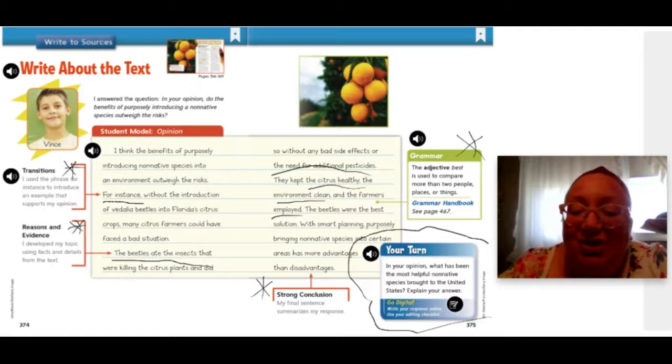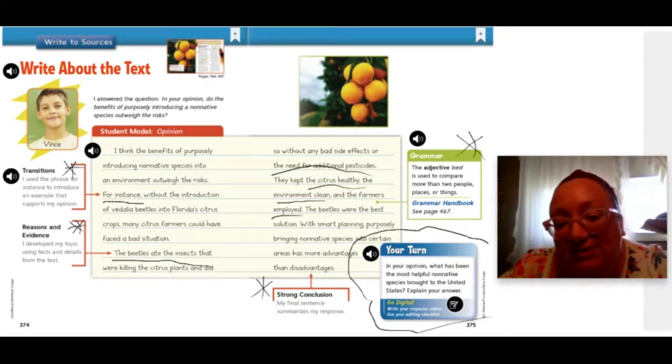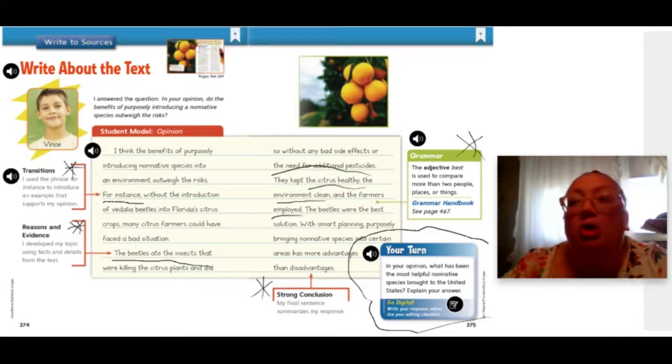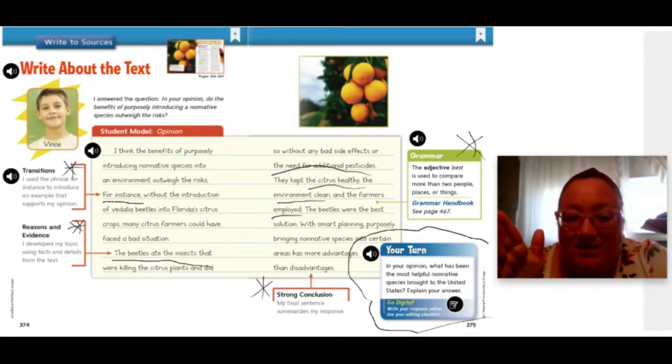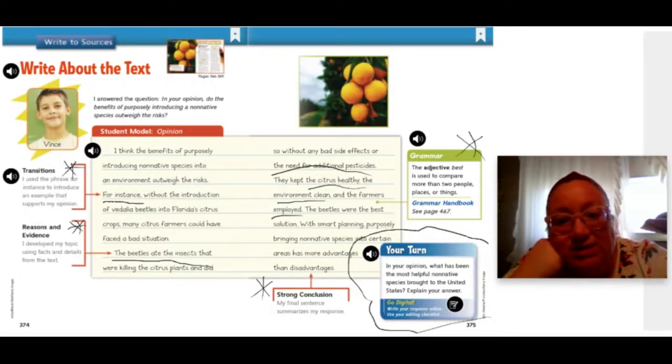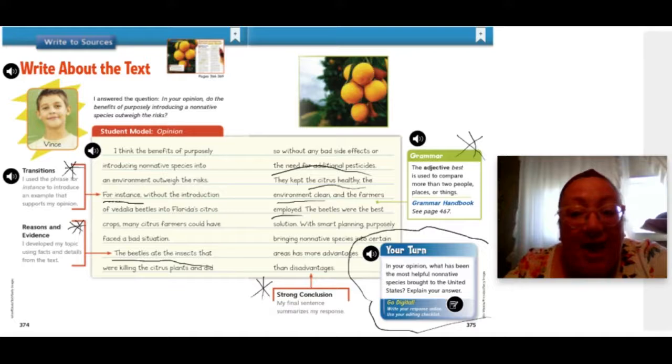All right, so let's take a look at the your turn question. It says, in your opinion, what has been the most helpful non-native species brought to the United States? And explain your answer. So you are going to follow the same format as Vince's opinion, but you're answering a totally different question, guys. We are thinking about what is the best or most helpful non-native species that has been brought to the United States. So we're going to go back to the text and find evidence to help us support what we think.